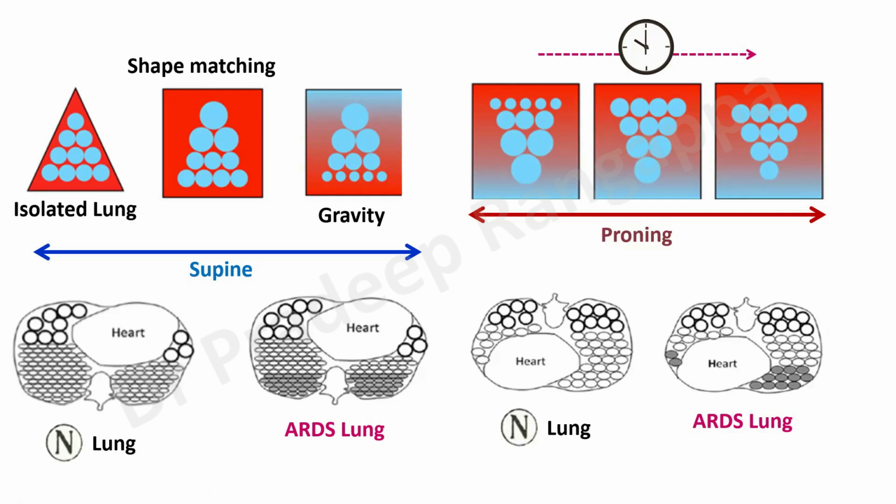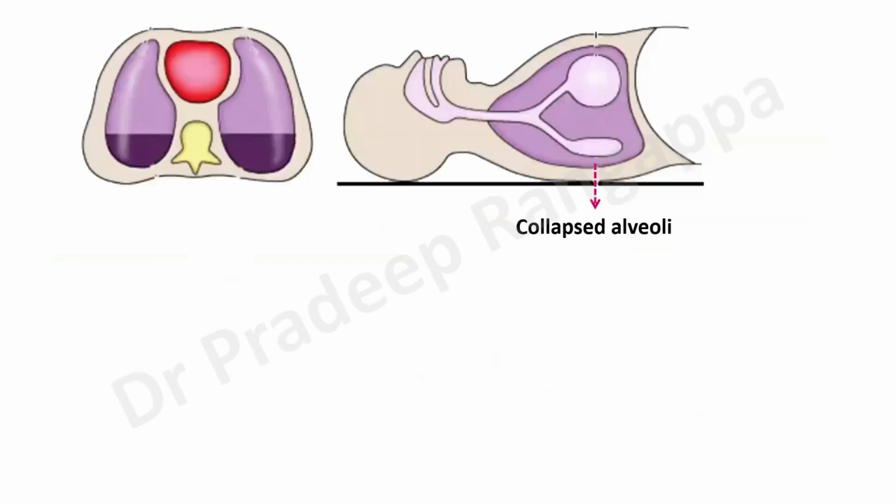And for all our trainees, just remember these three concepts as to what helps in proning. You try to eliminate the gravity, and then you try to eliminate the compressive forces. I'll show you the compressive forces in the image. And the third one is the shape matching that happens. Again, a pictorial representation.